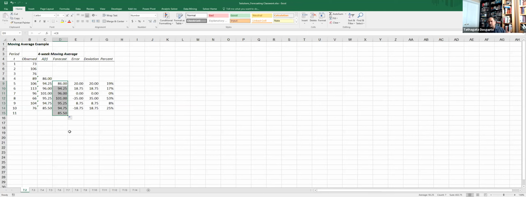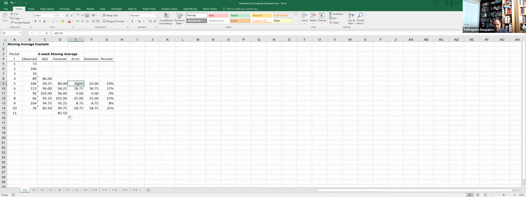Now, several questions may come up. Who told you the magic number 4? Could it be a 3-week moving average? Could it be a 6-week moving average? Well, the answer is we could try all those combinations and see which one gives us the minimum error. And we will see that. Then I want you to do the next column, error.